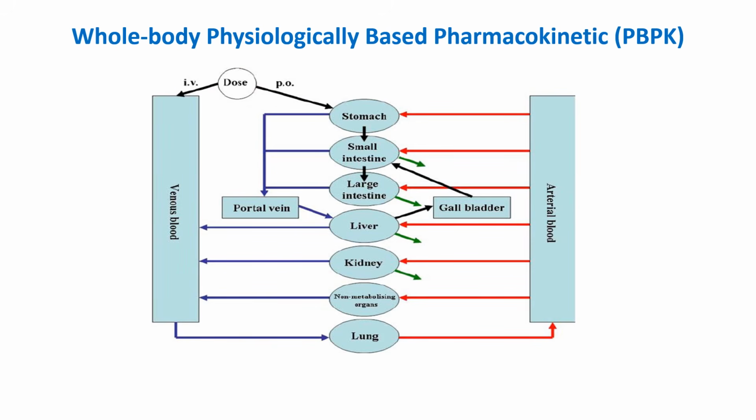Whole body physiologically based pharmacokinetic modeling is a detailed approach to pharmacokinetics that represents the body using multiple interconnected compartments that correspond to actual physiological structures such as organs and tissues. Physiologically based pharmacokinetic models use physiological parameters like blood flow rates, tissue volumes, and organ-specific enzyme activities often derived from anatomical and physiological data.